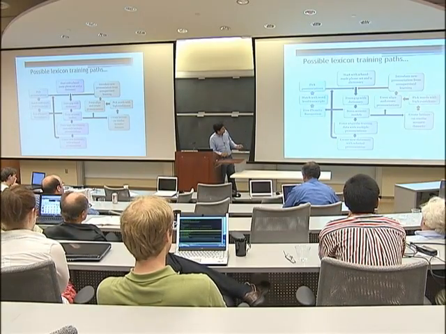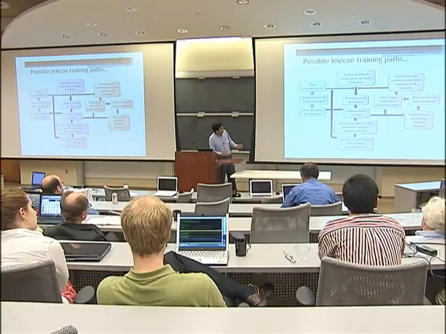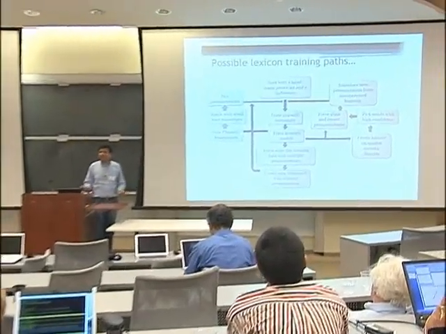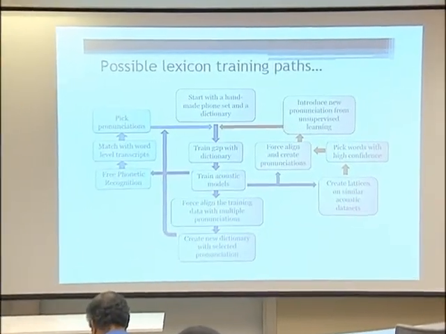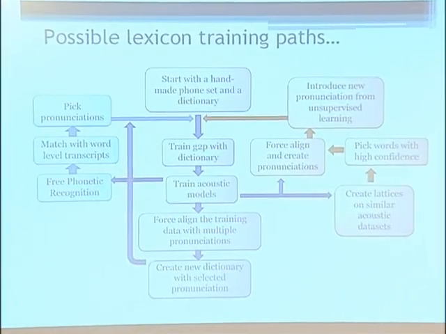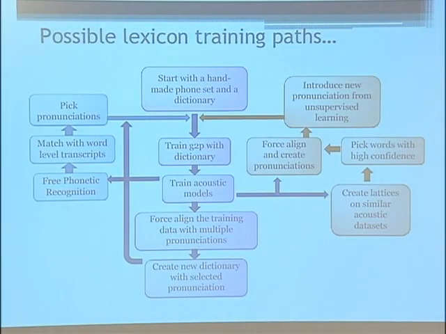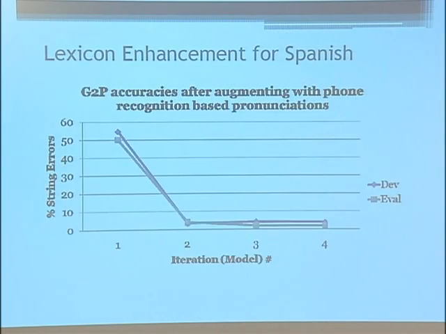So we are kind of out of this option, and we are out of the unsupervised option as well because we did not have additional unseen data handy with us at the time of this workshop. So we ended up trying this third route, which is free phonetic recognition, match with the word level transcripts, pick the pronunciations, and try to plug them into the system. And when we do that and train our G2P on the new system, these are the string level accuracies we get.